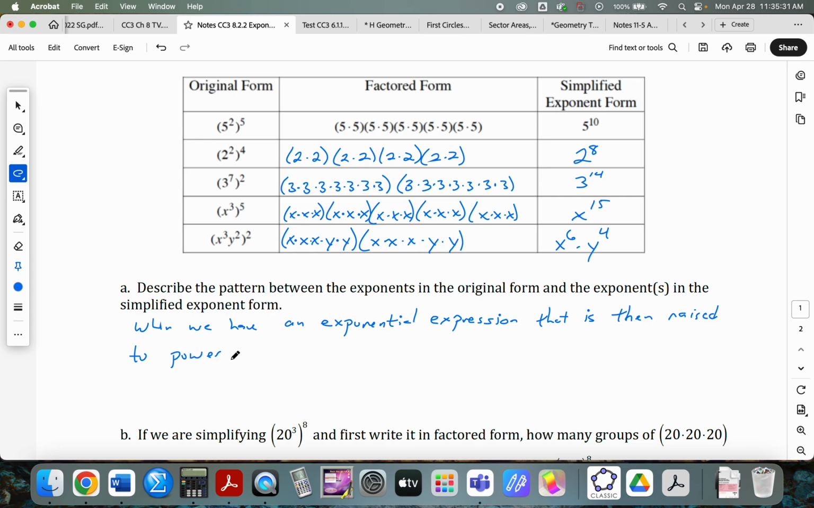What do we do to get our final answer without having to do all this stuff? True, but what do we also do? Is my answer 10? Is my answer here 10? So we keep the base, combine how? And multiply the exponents.